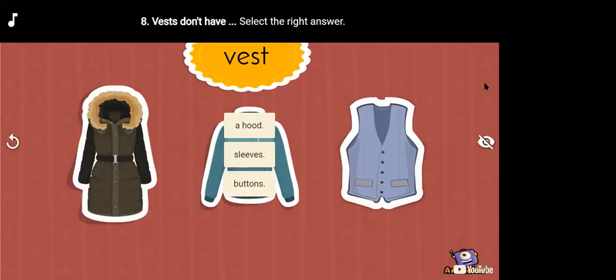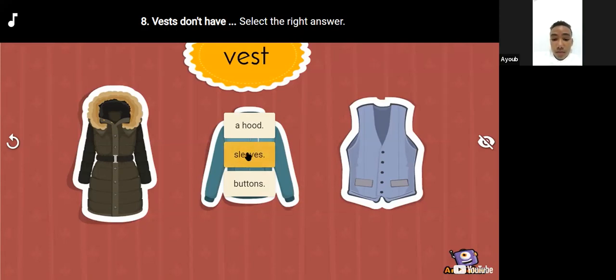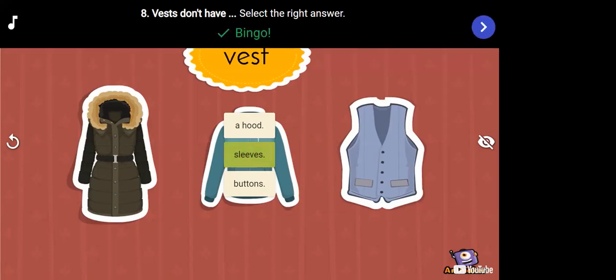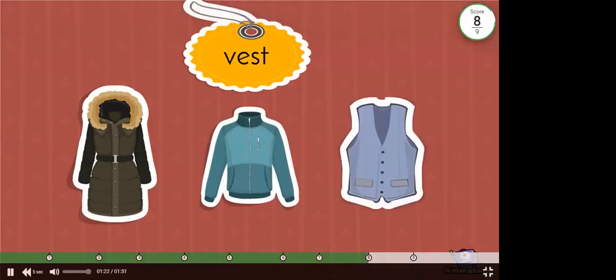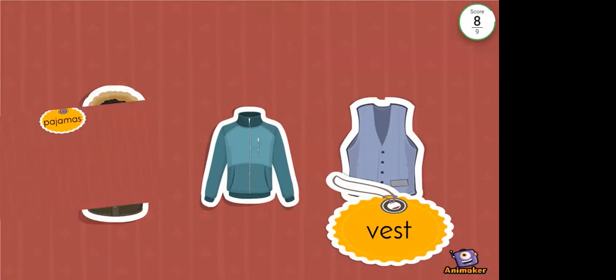Vests. The vest doesn't have a hood, doesn't have sleeves, doesn't have buttons. So we say vests don't have sleeves. They don't have sleeves, yes. It's not a jacket, it's a vest.